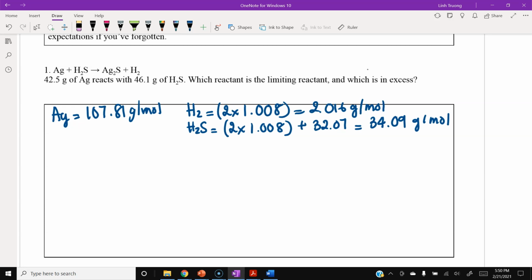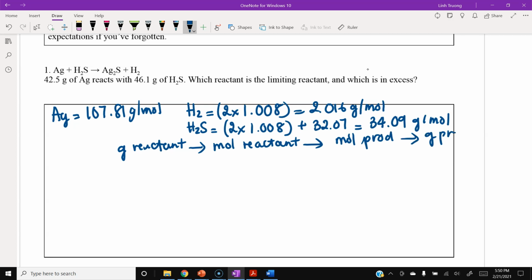Right, so for these two calculations, I want to go from gram of reactant to mole of reactant to mole of product and back to gram of product. And the product we have chosen is hydrogen gas, so H2. Now let's set these two calculations up.